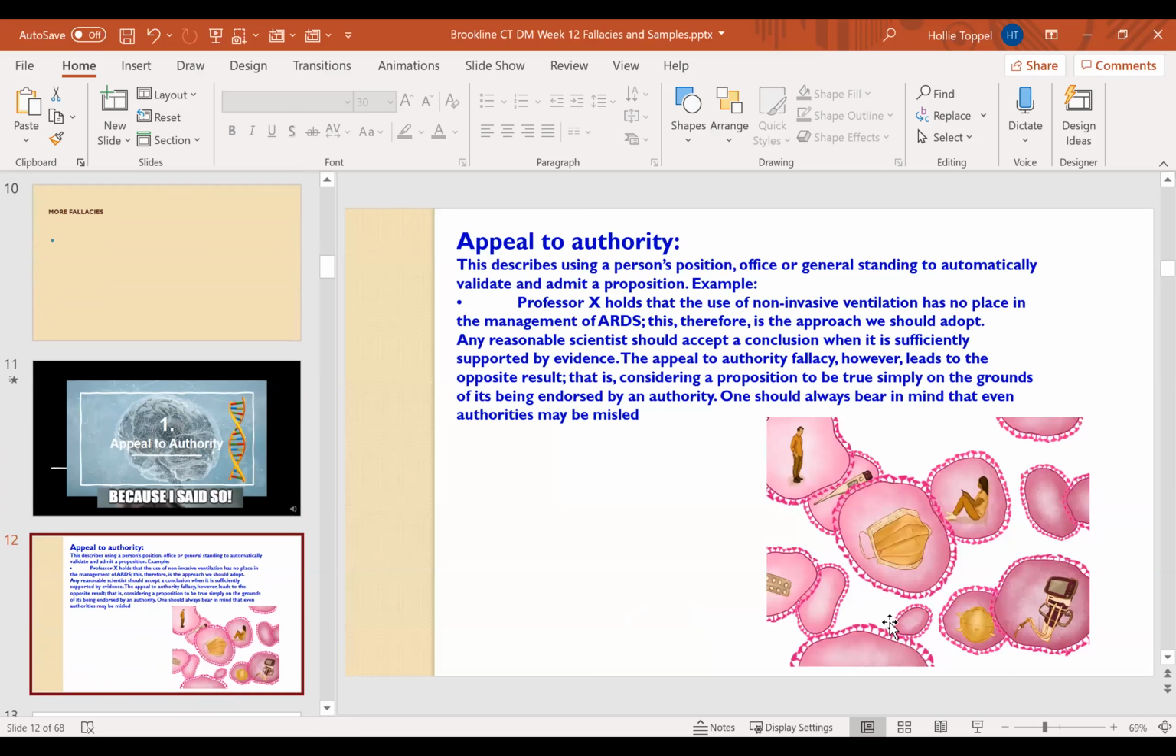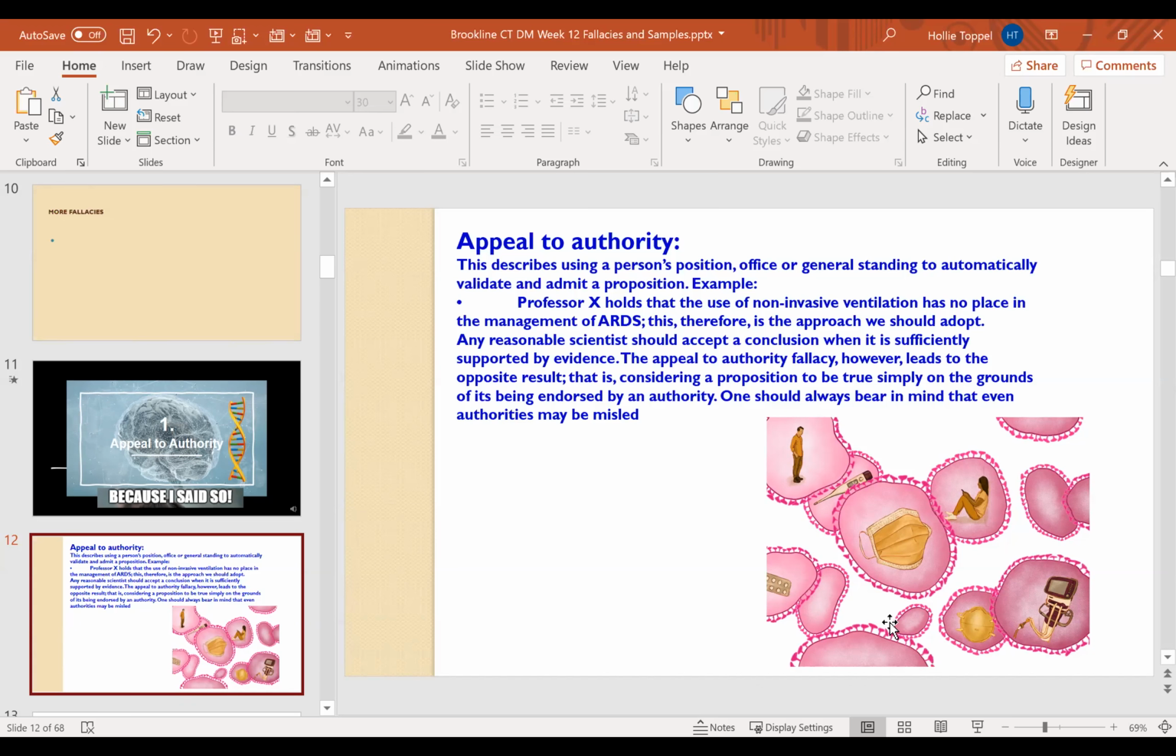The appeal to authority describes using a person's position and general standing to automatically validate your reasoning. Here is an example. Professor Topol or Whiting says, "I hold that the use of non-invasive ventilation has no place in the management of, let's say, COVID. Therefore, the approach we should adopt is this. Any reasonable scientist should accept the conclusion," when I'm not supporting it with evidence. The appeal to authority is a fallacy because there is no evidence. I just say there is.